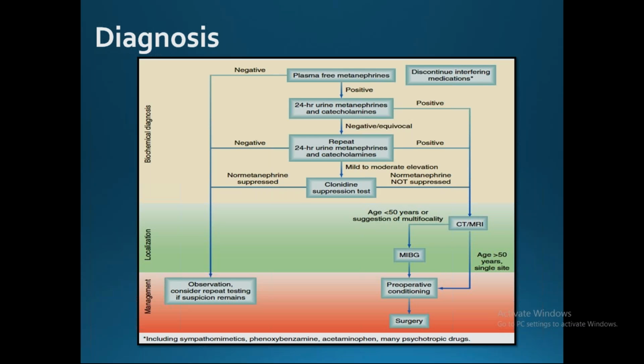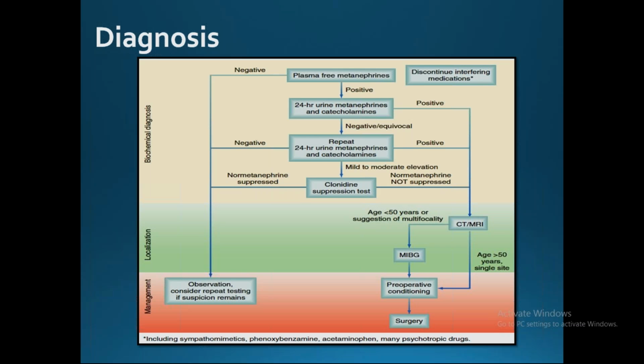To diagnose, the first test you must do is plasma-free metanephrine. Metanephrines are precursors and successors of catecholamines. And if plasma-free metanephrine is positive, go for 24-hour urine metanephrine and catecholamines. And if it is positive, you go for CT or MRI.